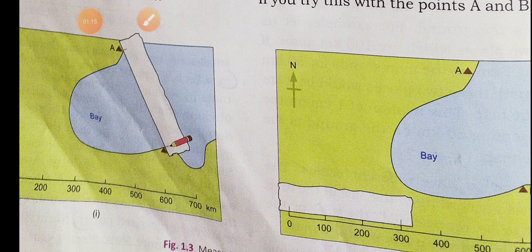And what is a scale? We learned about scale. A scale is the relationship between the distance on the map and the corresponding distance on the ground. This is the definition of scale. And we learned about map, topographic map, and we learned about scale also.